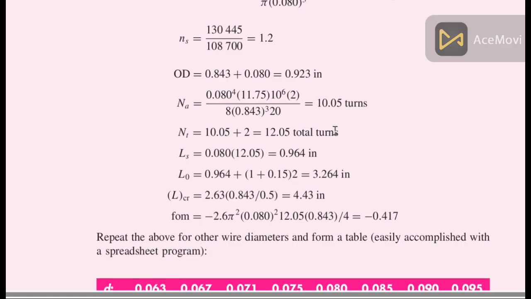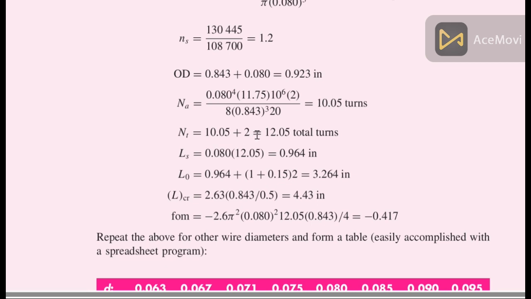Now we will calculate outer diameter. Outer diameter is given by capital D plus small d. Then the value comes out to be 0.923 inch. And Na, active turns, is given by capital G small d to the power 4 y max divided by 8 into capital D cube, that is 0.43, into F max. So the active turns is 10.05, and that is approximately 10 turns. And now total turns is given by active turns plus 2.